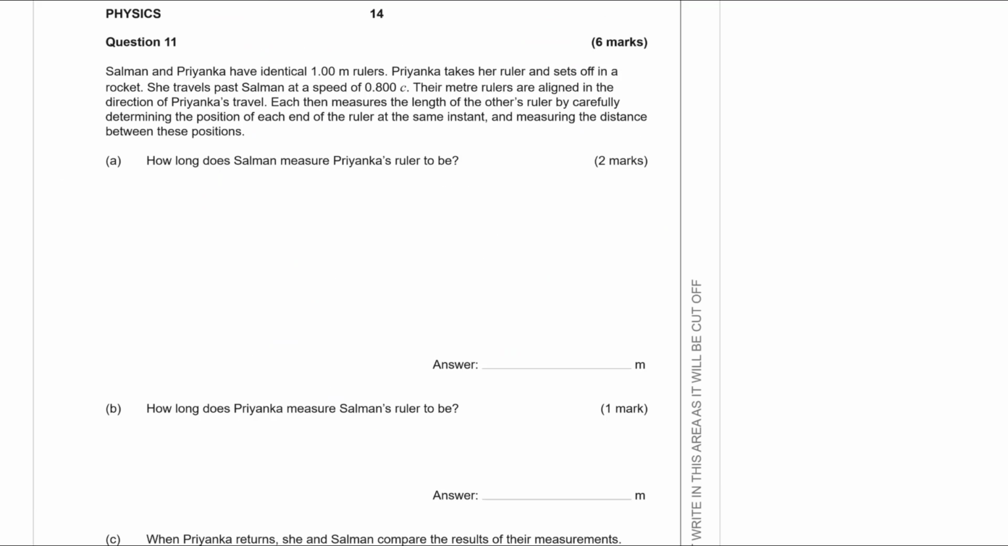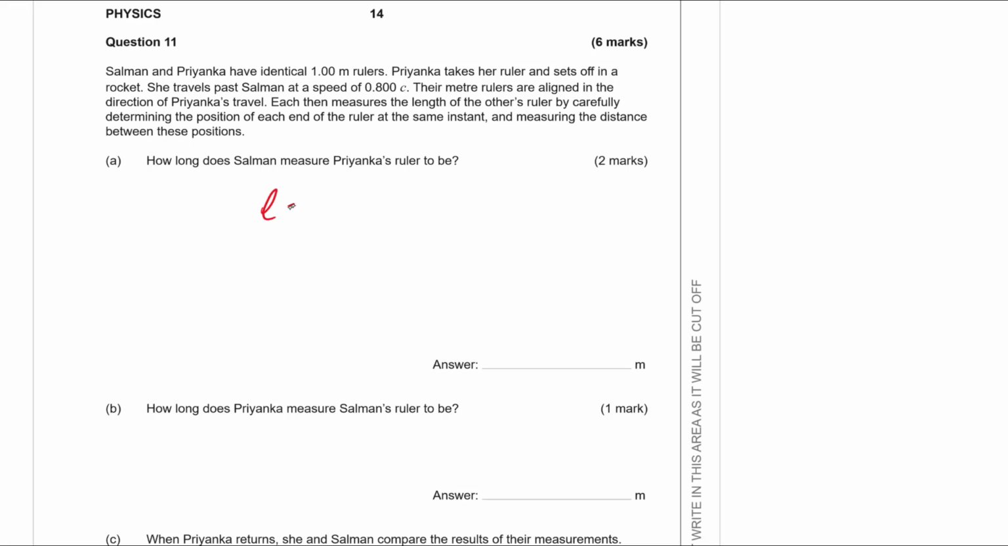Okay, question 11, the last one of the short answer section. You've got a special relativity scenario where you've got two people, each in their own reference frame with a 1 meter ruler, and one is moving past the other at a velocity of 0.8 c. And the first question is the easy one. What is the length contracted length of the ruler?